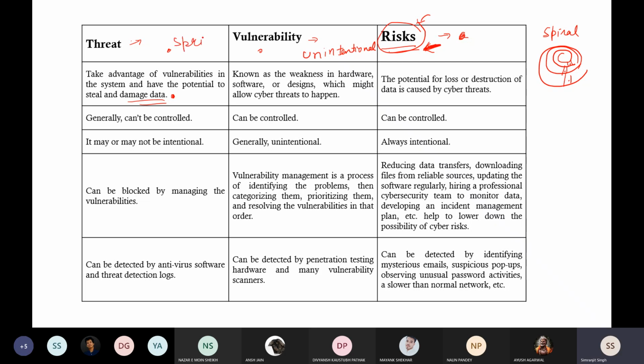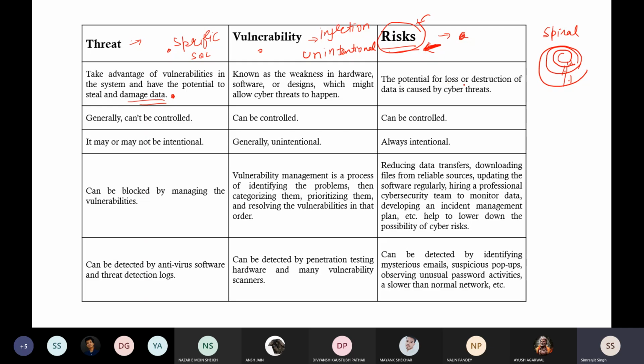Okay, so if I give you an example, I can say SQL injection is a threat, and vulnerability is very general. Injection is a vulnerability. Generally it can't be controlled. So if it is there, you cannot control it. But risk can be controlled. Okay, so if there are security engineers, you can just tell them to find the weakness in the system. They can control it. Risk can also be controlled. The security engineer can easily control the risk by using preventive measures.